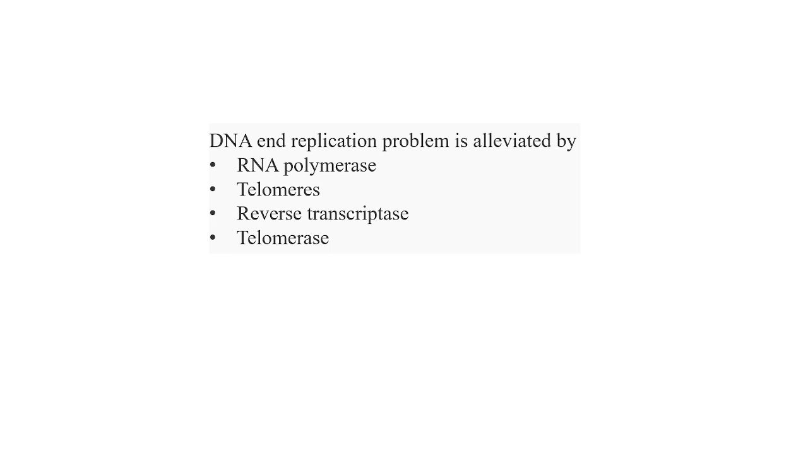Now we come to end questions. So the first question is, end replication problem is alleviated by RNA polymerase, telomeres, reverse transcriptase, or telomerase. So what is the correct answer? End replication problem is alleviated by what? So after 2 minutes, I will switch the screen. Think what can be the answer?